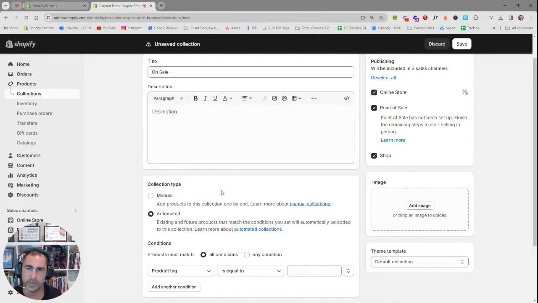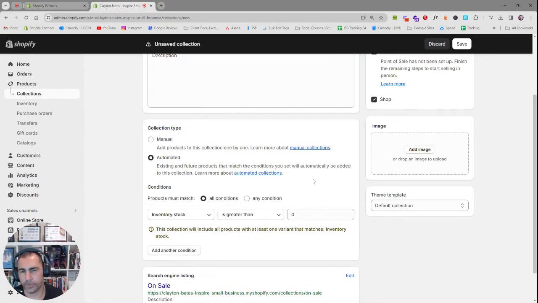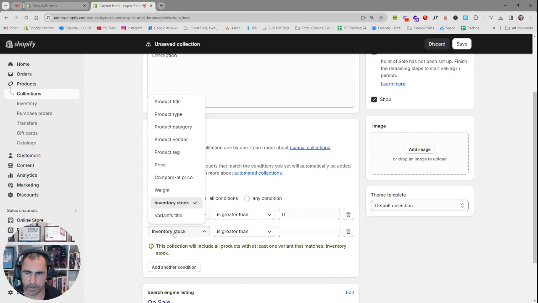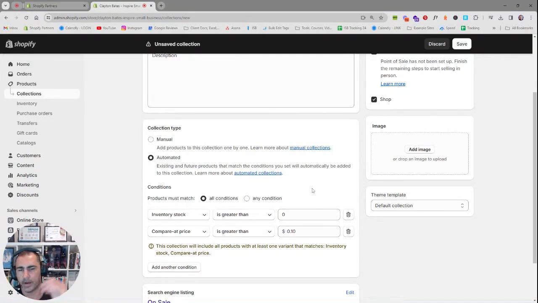Now, there's two conditions you want to put here for on sale. You want to put inventory stock is greater than zero. So that's going to pull all the products that have inventory. And then you want to do this condition here: compare at price is greater than 10 cents, for example. Now, what this is going to say to the site is, one, the product has to have inventory. Two, if it's on sale, it will go here. So when you do a compare at price on your products, any products that have a compare at price will come straight here. You have to select all conditions, which is selected. And so it just picks both of them, and then press save.